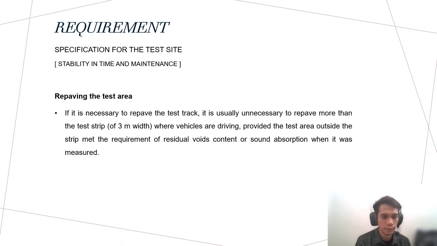Finally, repaving the test area. If it is necessary to repave the test track, it is usually unnecessary to repave more than the test strip of 3 meter width where vehicles are driving, provided the test area outside the strip met the requirement of residual void content or sound absorption where it was measured.